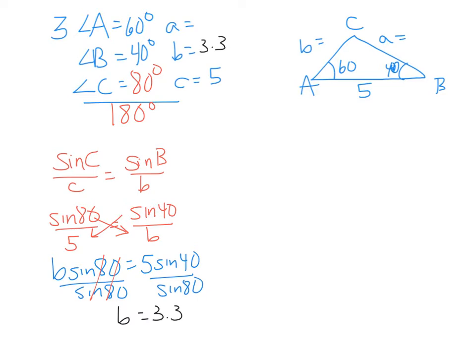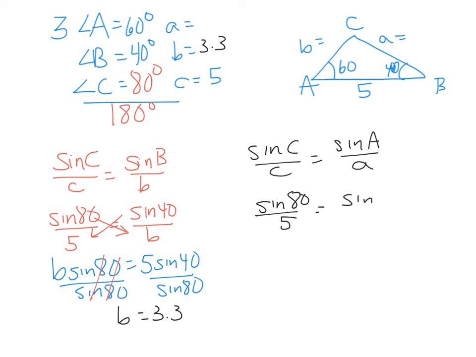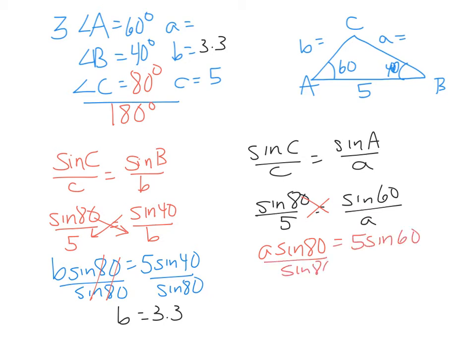And now we can do A, sine of C over C equals sine of A over A. Same thing, we're going to plug in. Sine of 80 over 5 is equal to sine of 60 over A. You're going to cross multiply, and you're going to get A times the sine of 80 equals 5 times the sine of 60. Divide both sides by the sine of 80, and you'll find out that A is equal to 4.4.